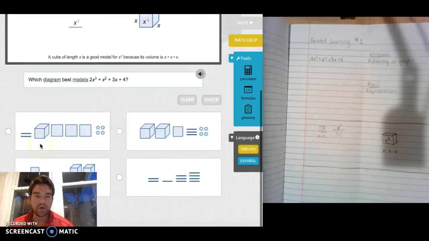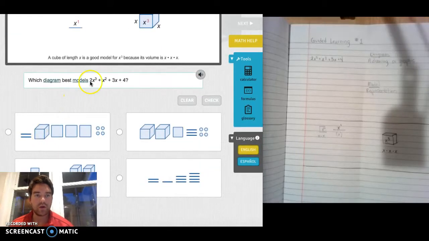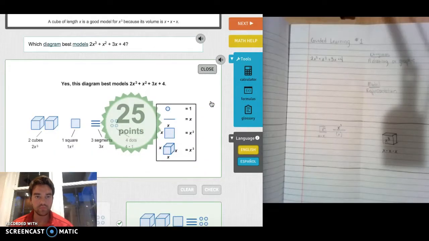I'm going to go down here and see, okay, there are two x cubes, so two cubes. Then there's just one square, three line segments, and then four dots. Does anything here match what I just said? Yes, this one. Check. Beautiful.